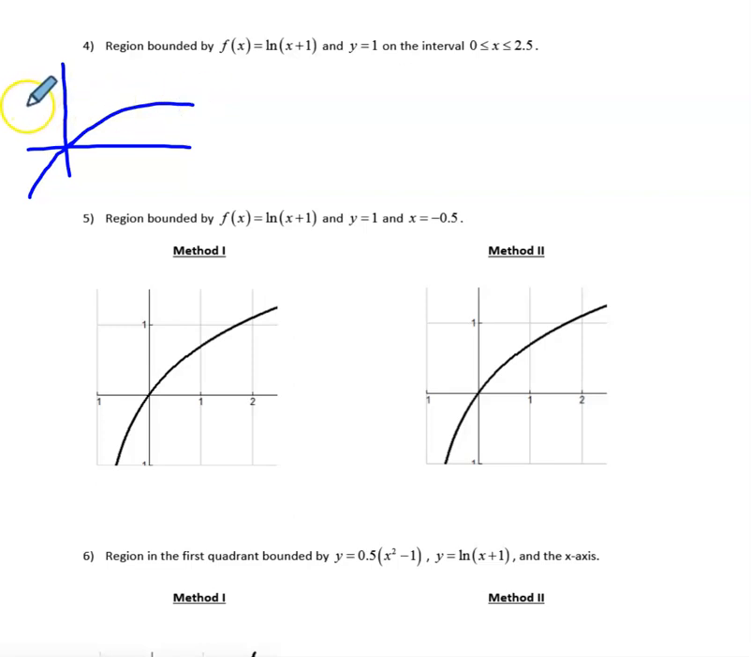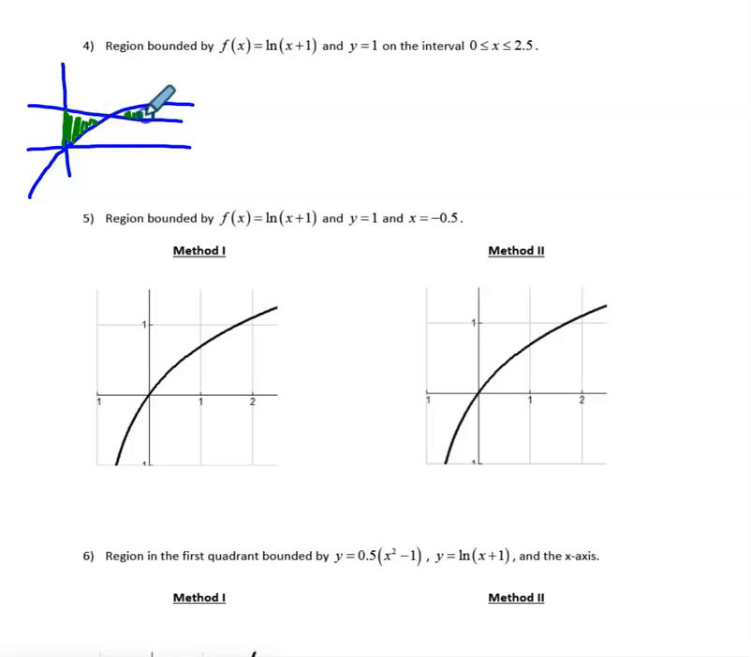And we know that y equals 1 looks like this. It's not a very good graph, but that's okay. And then the interval is now from 0 to 2.5. So let me change colors so we can get a good visual here. 0 to 2.5 on the x-axis. 0 starts here, and then 2.5 is going to be over here. So I have two distinct regions.